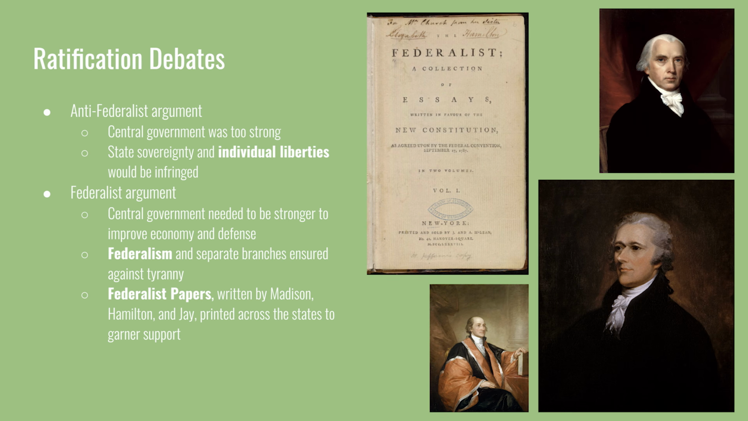The anti-federalists were the ones who did not want to ratify the Constitution. They wanted to keep things as they were with the Articles of Confederation. In that system, the states had more power, and they were scared of a central government that was too powerful. It was okay with them for the central government to be weak under the Articles. They believed that state sovereignty and individual liberties would be infringed if this new Constitution was ratified. They thought that by virtue of giving too much power to the central government, it would infringe upon individual liberties.